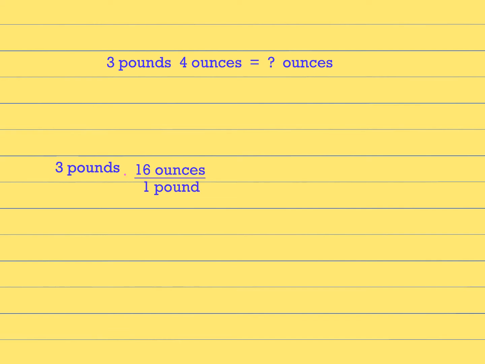Okay, now when we multiply, we can say, aha, we can cancel pounds and pounds. And what do we get? Now we just have 3 times 16, or 48 ounces, plus these other 4 ounces. And what does that equal? It equals 52 ounces. There you go. Okay, so sometimes when you have mixed units, you need to change part of it into the same as the other part of it, like that.